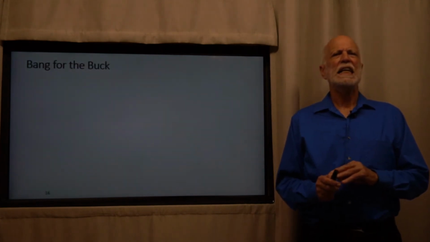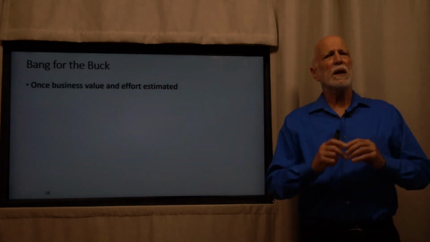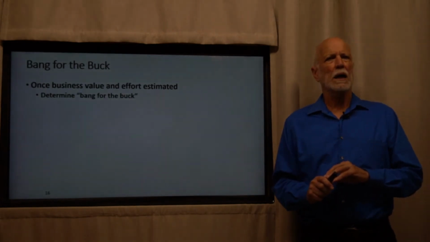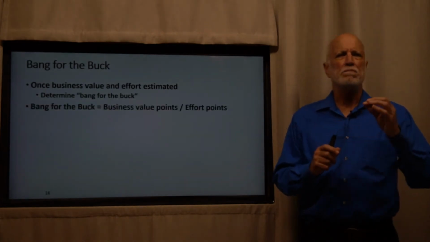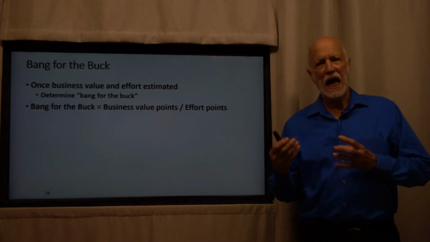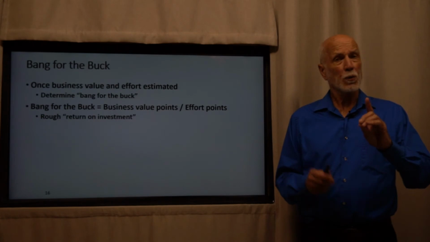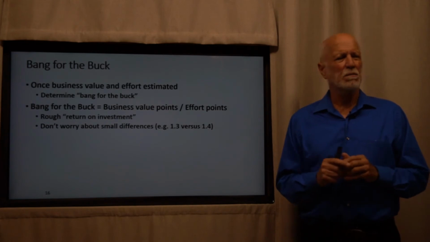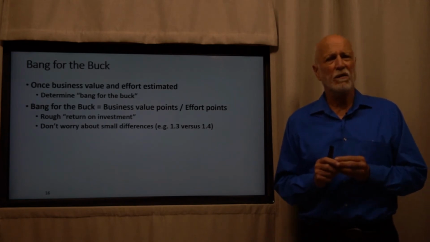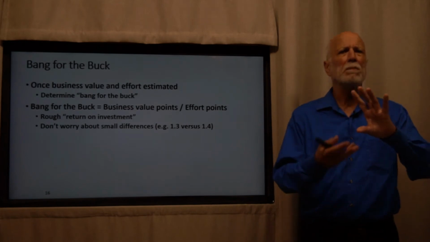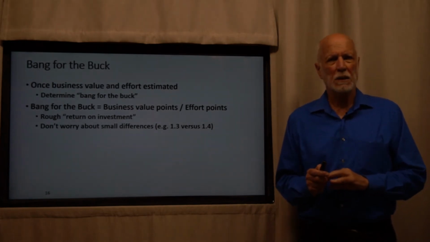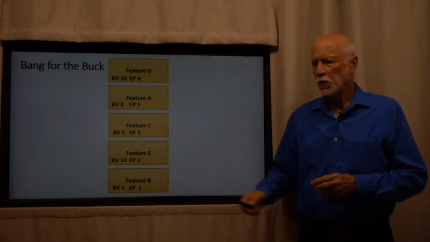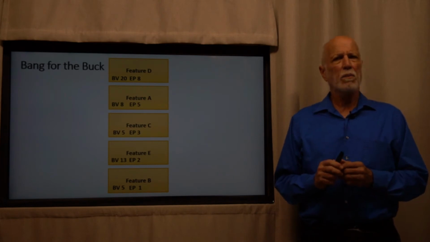Now, finally, is bang for the buck. Once we estimate our business value and our effort, we'll determine the bang for the buck. And bang for the buck is business value points divided by effort points. It's roughly a return on investment. But don't worry about the small differences, 1.3, 1.4, because an estimate divided by an estimate does not make a better estimate.